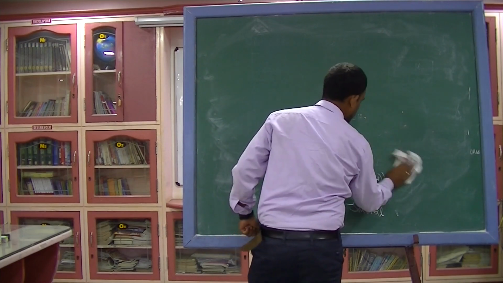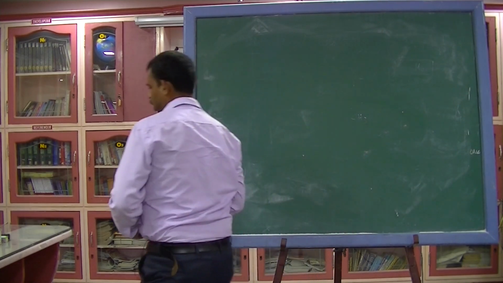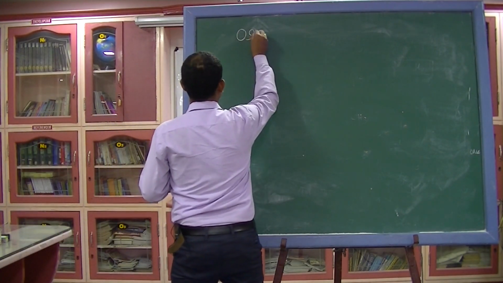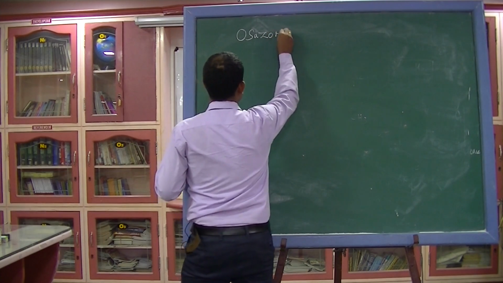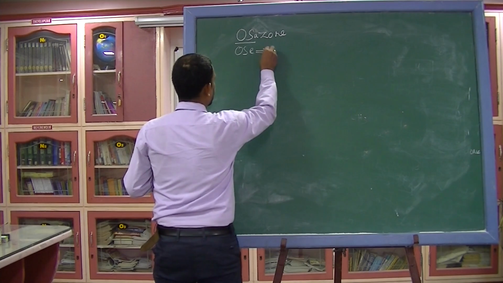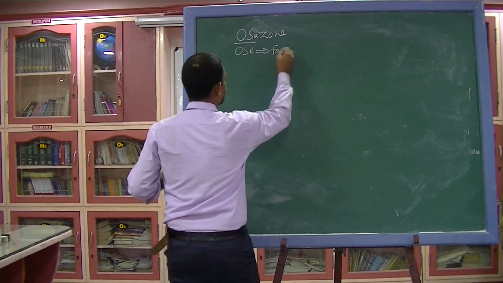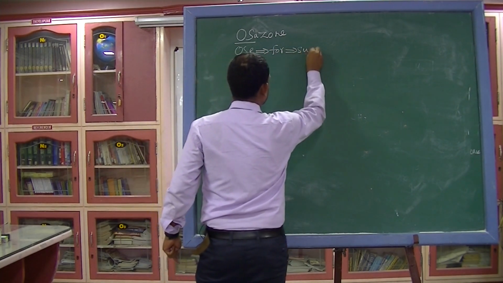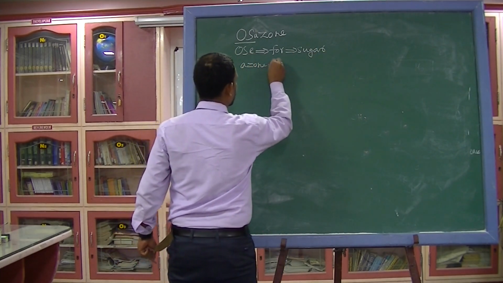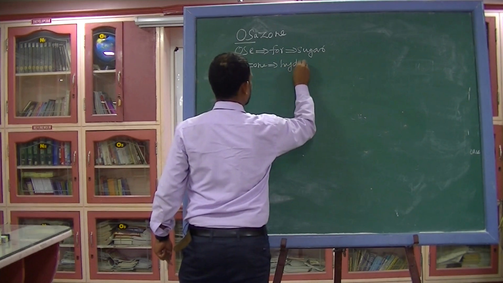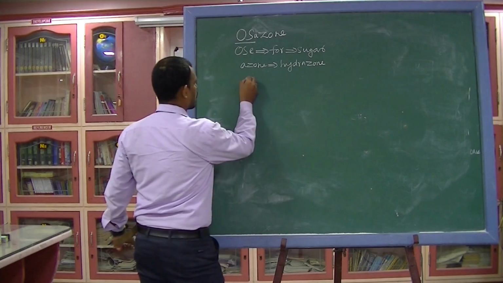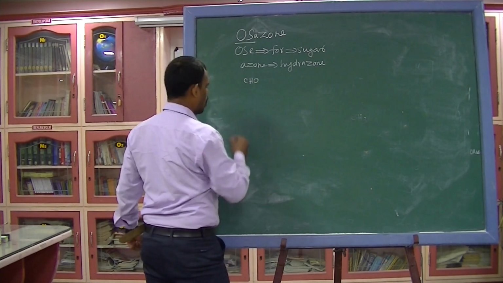The next most important reaction is osazone formation. Ose is for sugar, whereas zone is for hydrazone. For example, if you take glucose.